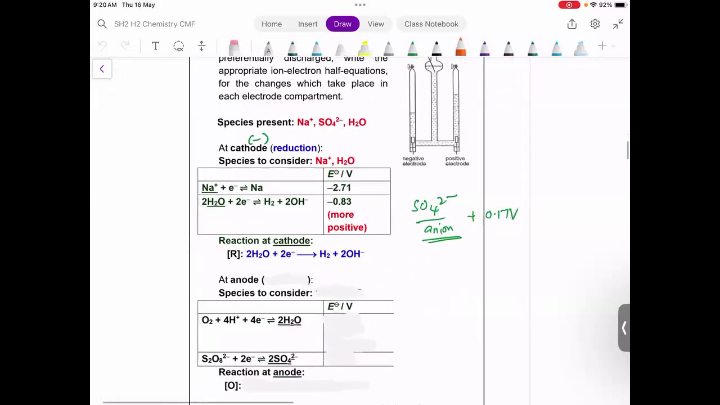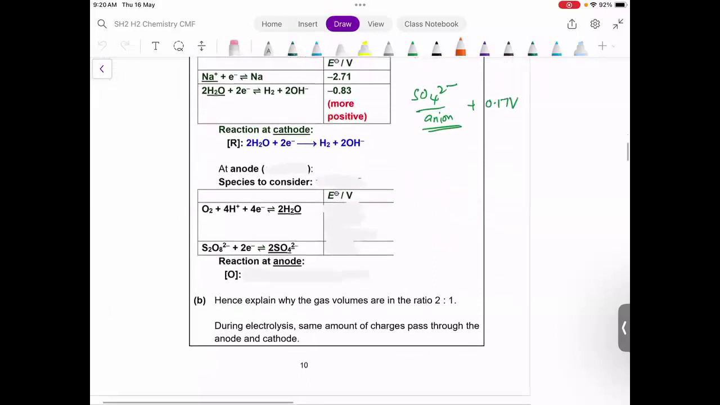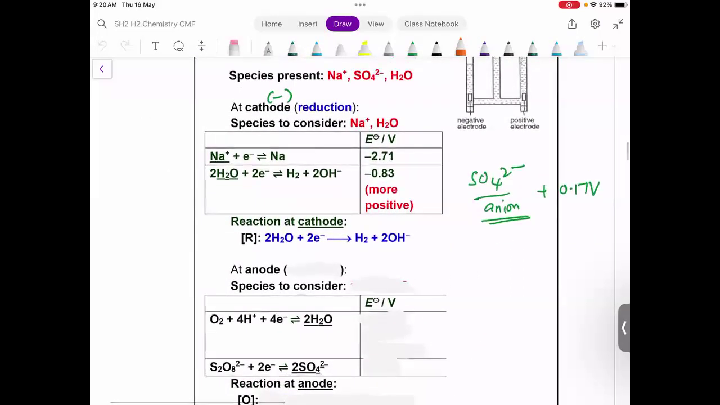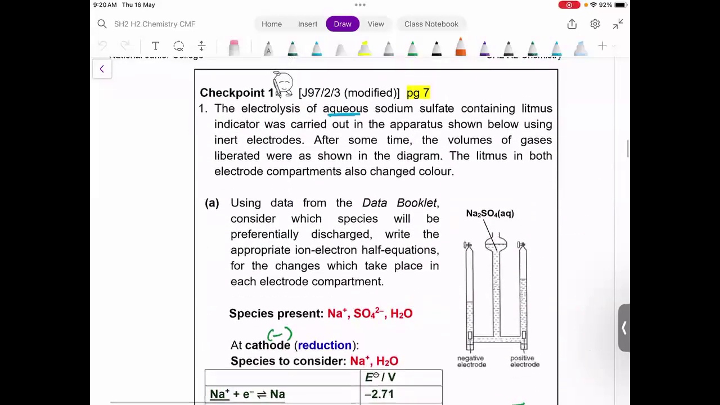Have you completed the exercise? Do you go back and do it as homework? Checkpoint 1. So should I give you 1 or 2 minutes to complete it?